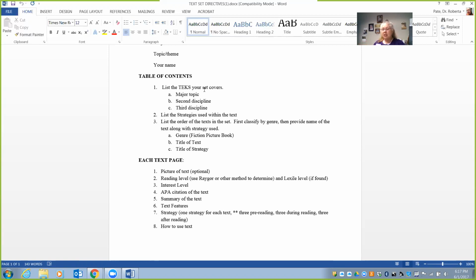So depending on the textbooks that you chose or your text, it kind of helps you out. Maybe you're going to have some writing text that you're able to infuse. So I'm just asking for you to have two other disciplines outside of your major discipline. How can you tie them in?